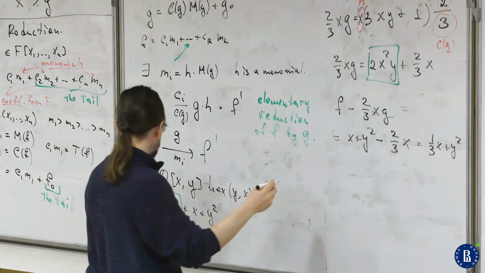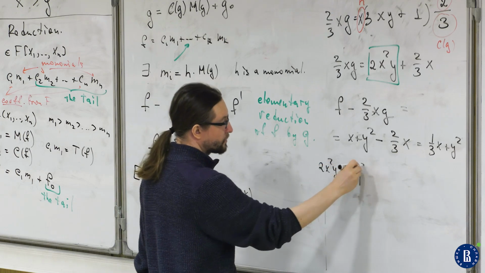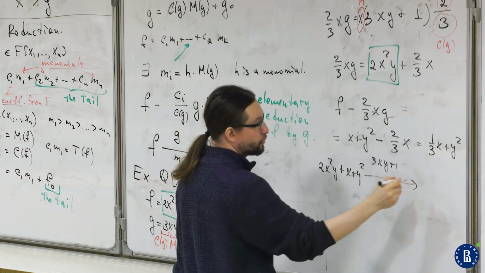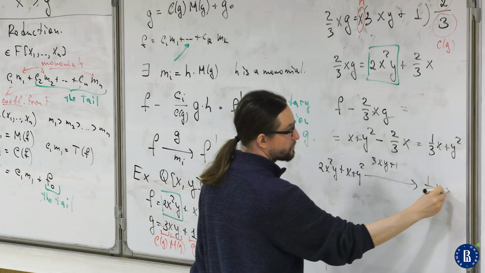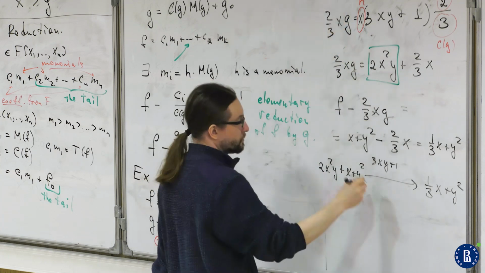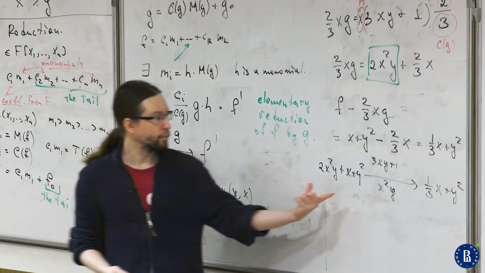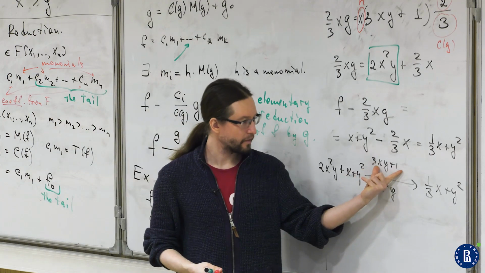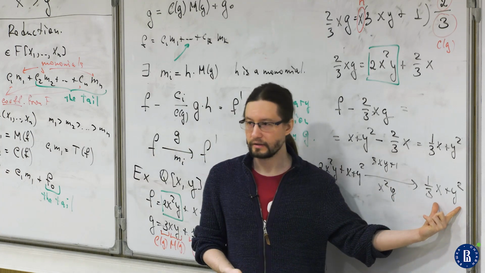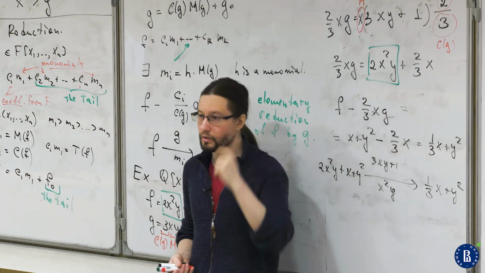So now we can see that 2x squared y plus x plus y squared can be reduced using 3xy plus 1 to 1/3 x plus y squared. And the monomial that we chose to reduce was x squared times y. So we reduced this thing using this thing. And this is the monomial that was reduced here. And the result of the reduction is this thing. So this is how the elementary reduction works.